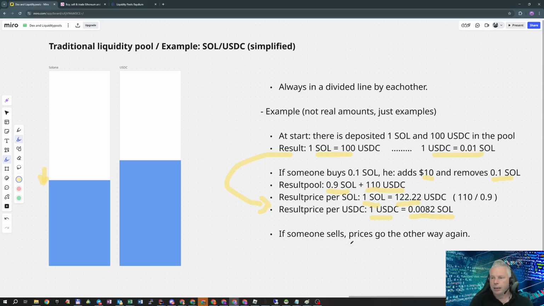Well, if someone sells, then imagine he sells this 0.1 Sol again. The liquidity pool will have, again, the 0.1 Sol added, and he gets the $10 back, but of course not 12.22, because that would not make sense. So it's a little bit more complicated than here.